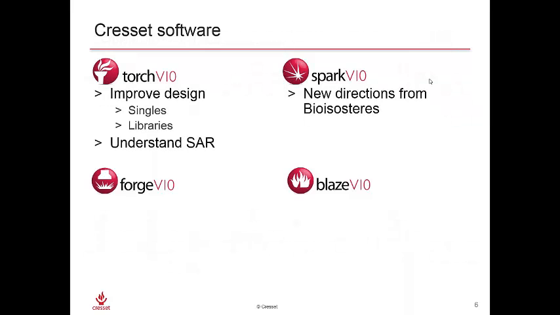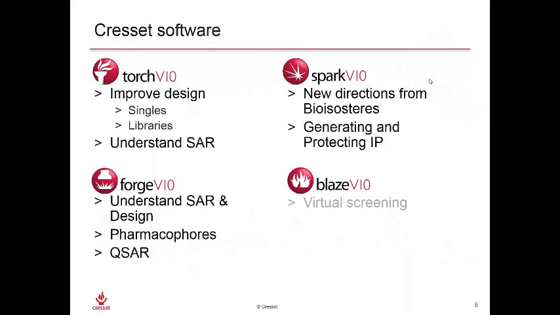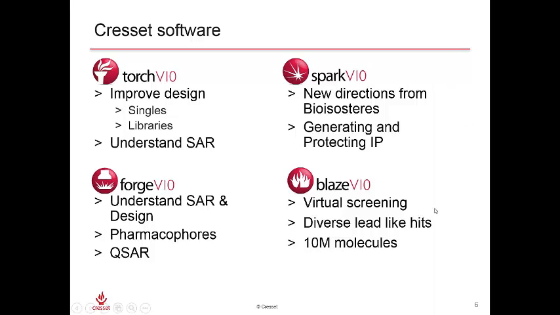We do these comparisons with 4 products. Blaze is used for virtual screening, which we will discuss today. Spark is for bioisostere replacement and scaffold hopping. And Torch and Forge are used for design and understanding structure-activity relationships. Torch is a medicinal chemist tool. Forge is a computational chemistry tool. It includes additional functionality over and above the functionality that's available in Torch.